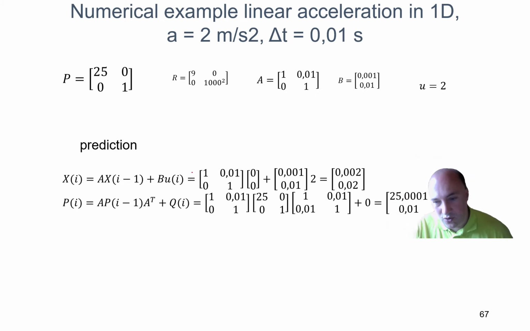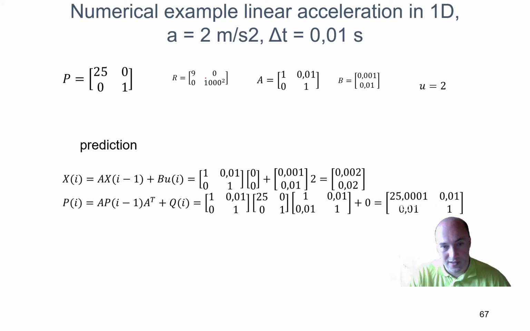So here is a numerical example of how we can calculate the first step of this filtering. This is my matrix P. 25 was the position and 1 was the speed. I have chosen that my acceleration is 2 meters per second squared, and that my sampling period is 10 milliseconds. And here you can see my choice of the matrix R.